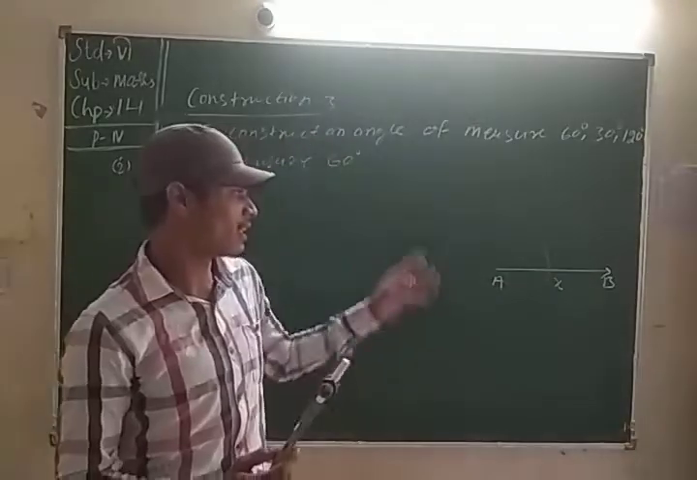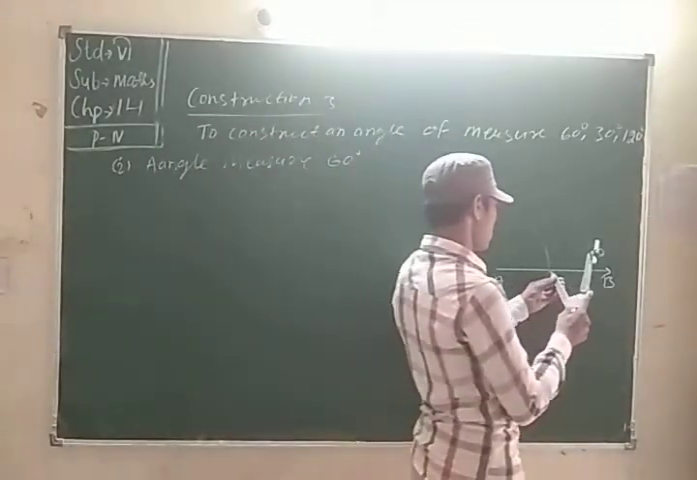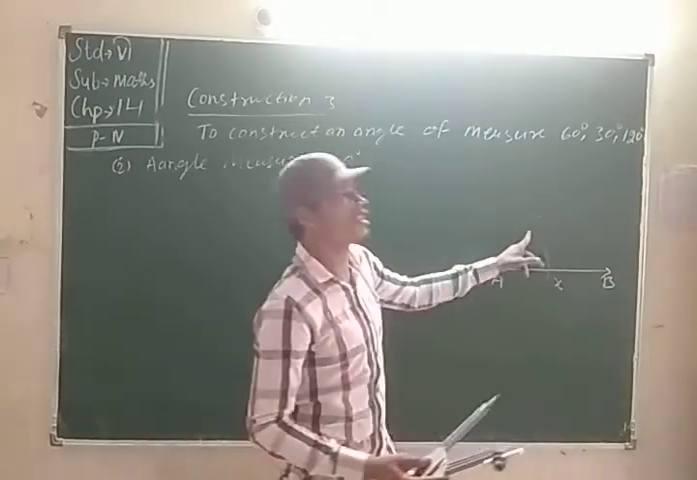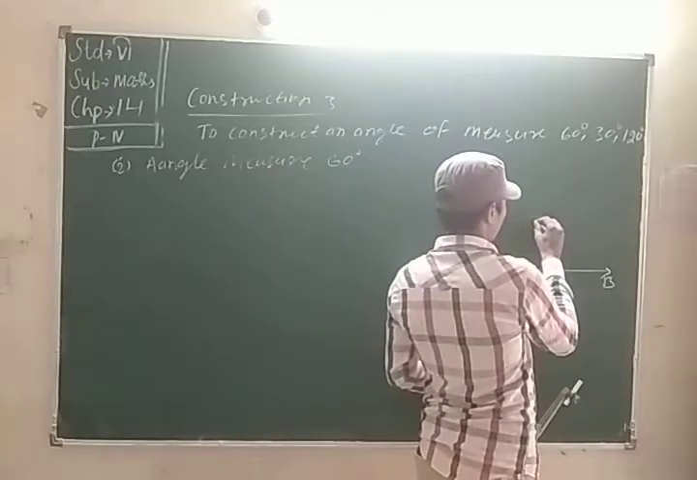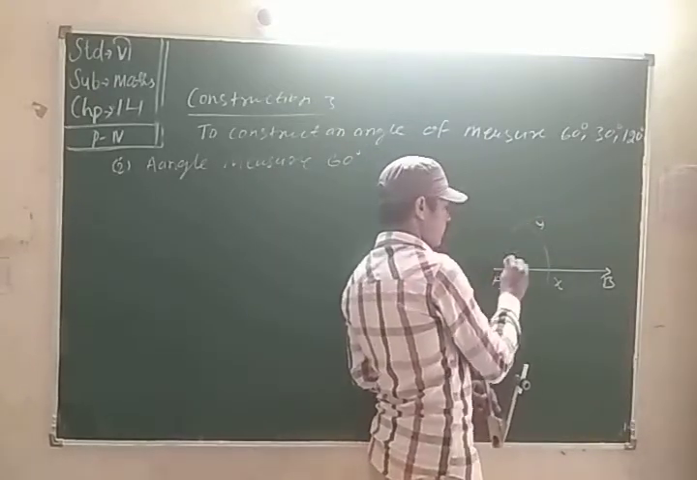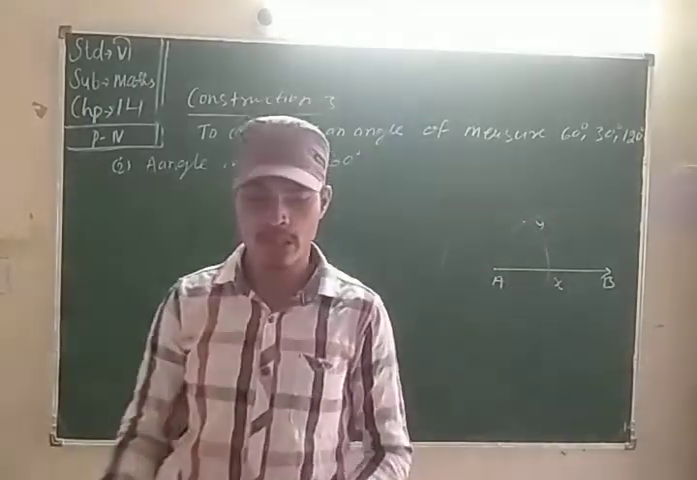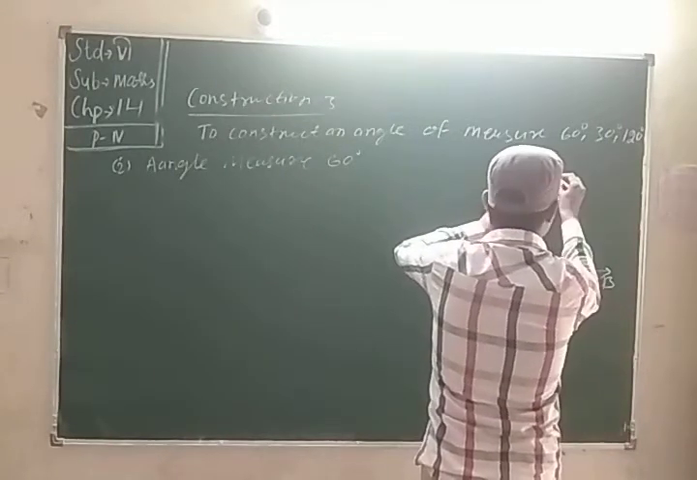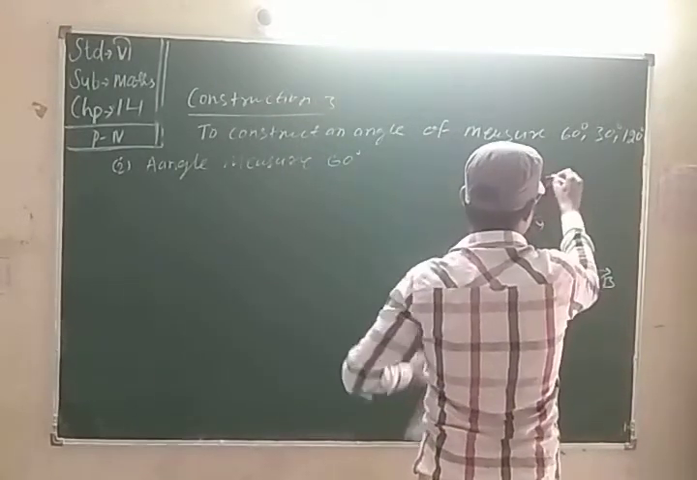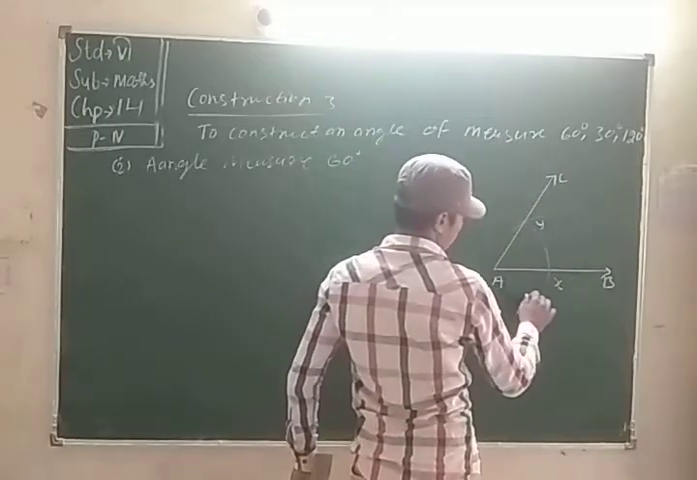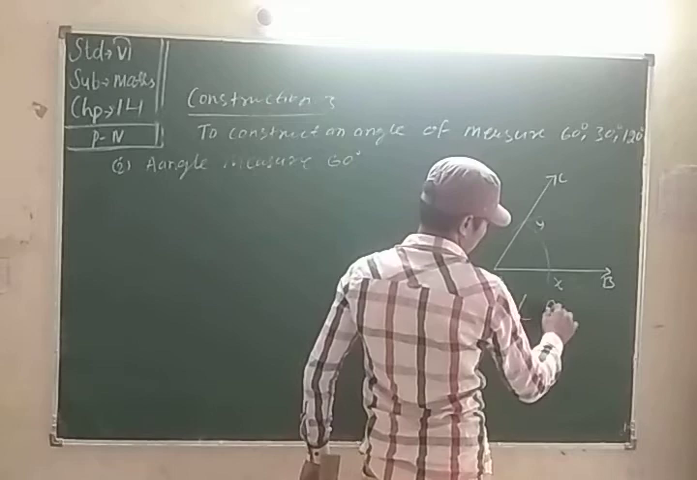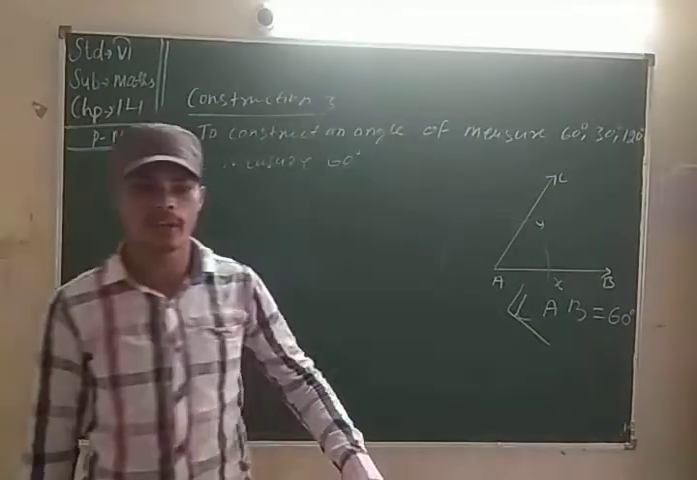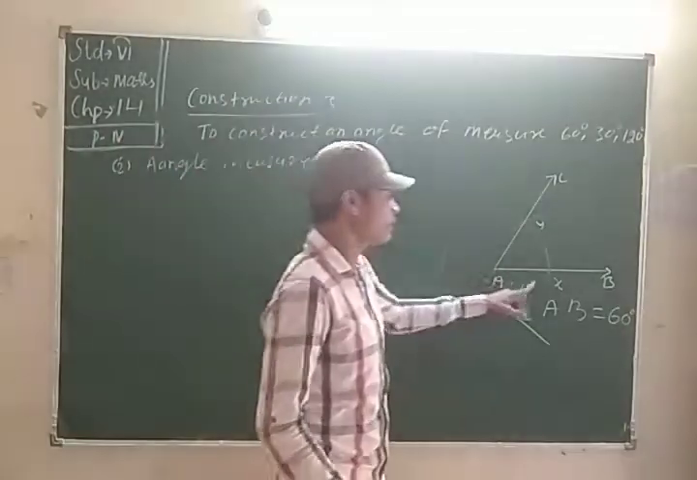Now we take X as the center. Don't change the radius, and cut the arc. Where it intersects the arc, we get a new point and give it the name Y. Now join A and Y with a ray C. Here we got angle CAB equal to 60 degree. Clear about this? Angle CAB equals 60 degree.